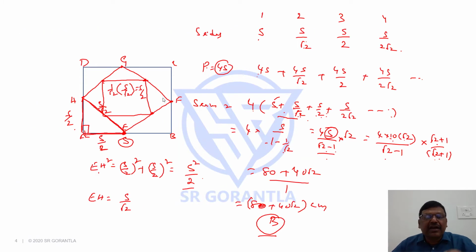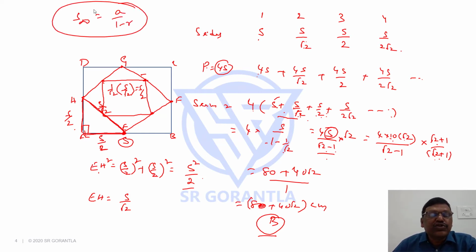So the key concepts here are, every time you join the midpoints of the sides of a square, the new side will be 1 by root 2 times the original one. That is one concept to be used. Another is, the sum of infinite terms in a geometric progression is a by 1 minus r. These 2 points are the key for this question, right?